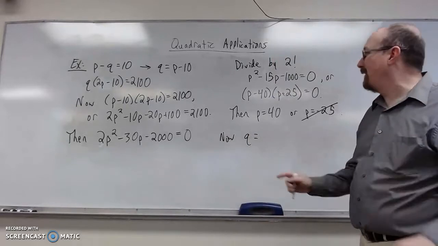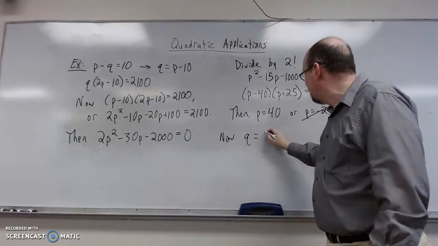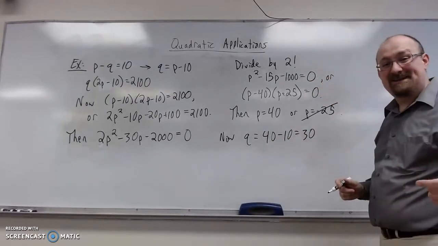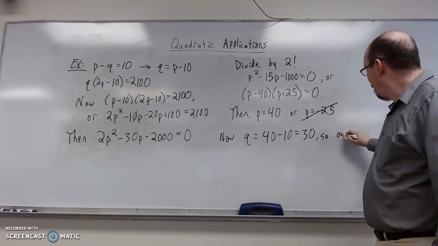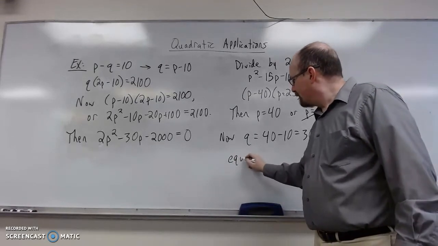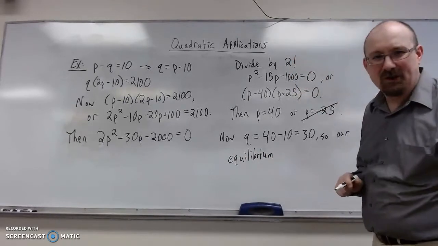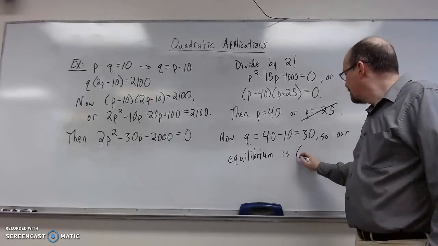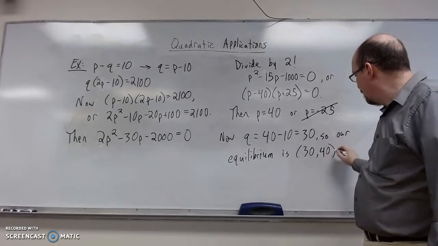And since we already have a handy formula that tells us what Q is in terms of P, our equilibrium price is 30. So the equilibrium point, again, remember, WebAssign usually likes these as a Q comma P coordinate pair. So we list the quantity first, so 30 comma 40.